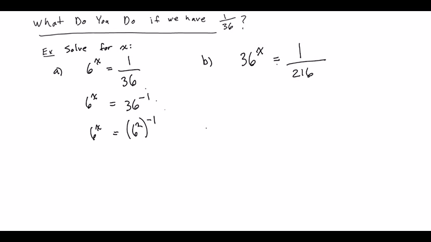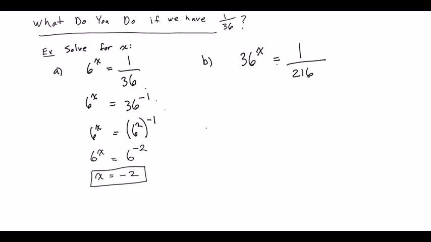So now we have to go back and do power of a power on these two. So now we're going to get the following: 6 to the x is equal to 6 to the negative 2, because 2 times negative 1 is negative 2. Now we can drop the base since we have symmetrical equations. So now we get x is equal to negative 2, and we are done.